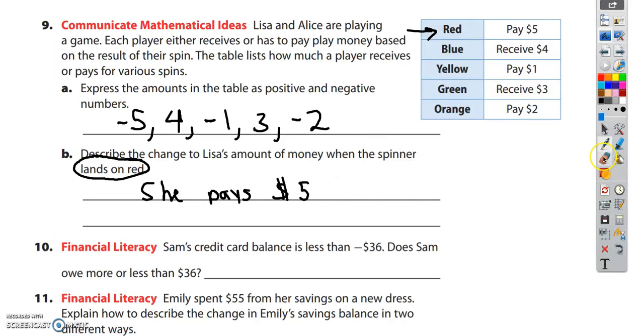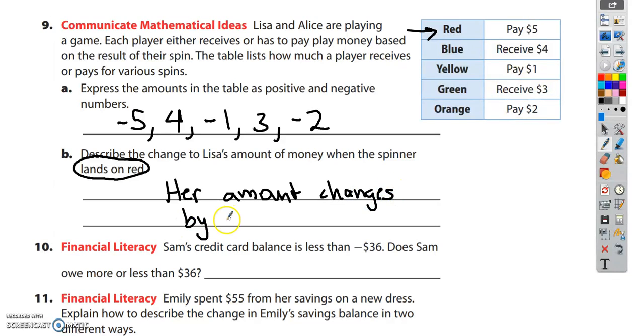Or, you know what, I wonder if the book here is looking for you to say that it's probably not that she pays $5, it's probably this. Her amount decreases by $5, or her amount changes by, it's probably a negative answer here. Her amount changes by negative 5. That's probably what we're looking for there. If you use the positive answer, then what you're doing is actually finding the absolute value, which is fine as well. They're both okay.